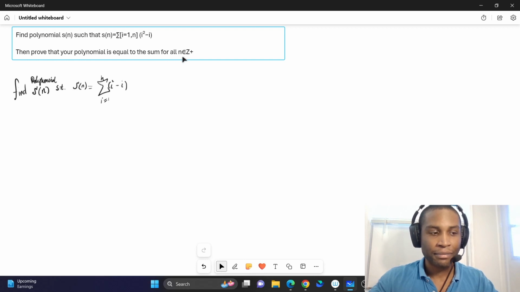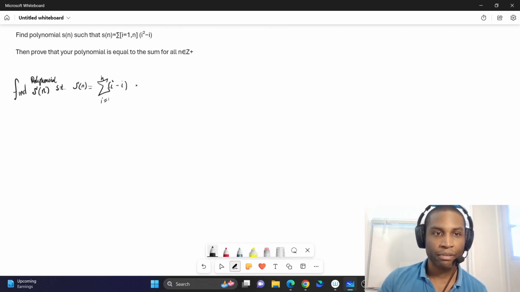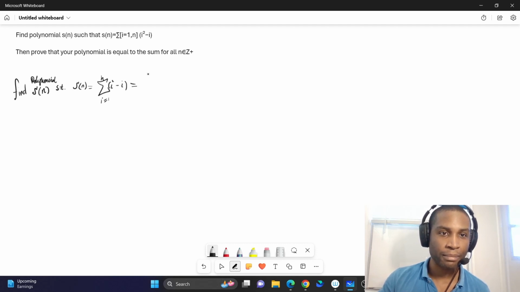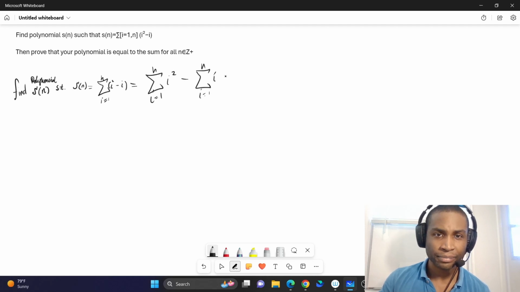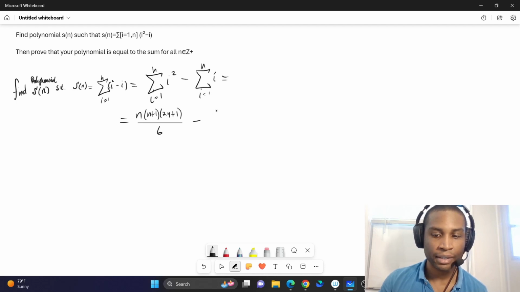in the positive integers. First thing I'm going to do is we're going to rewrite this as the difference of two different known sums. So let's do that. Now these two sums are known. The first one, we know that that's going to be n times n plus 1 times 2n plus 1 all over 6. And the second one is n times n plus 1 all over 2. These are well known. Okay, so let's just move on.